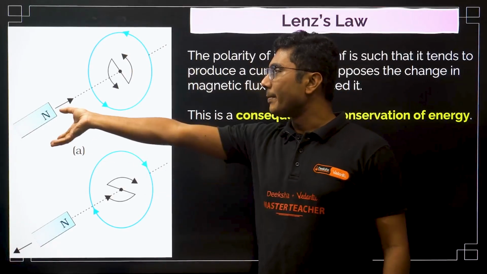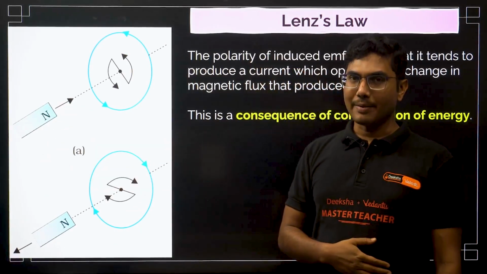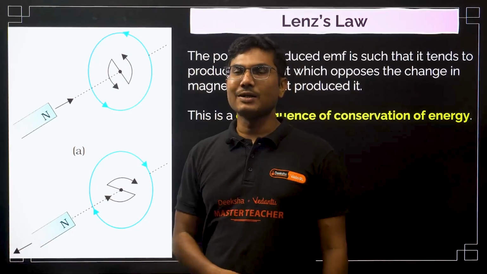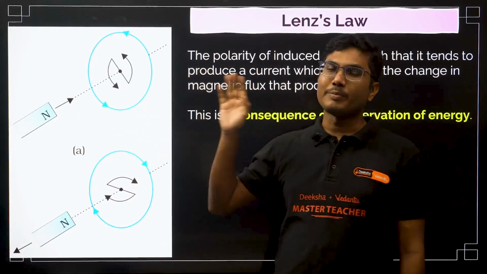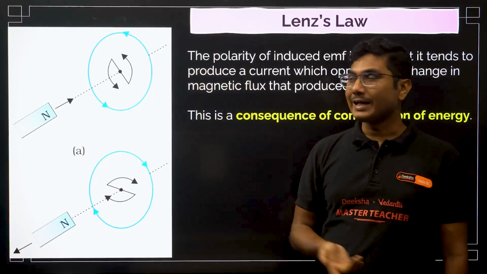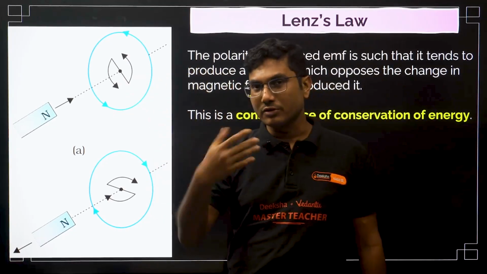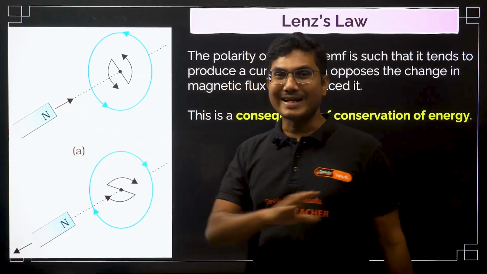If the magnet is static, then what will happen? The magnetic flux linked with the coil does not change, so the change of magnetic flux is 0. In that case, the induced EMF will also be 0. So if the magnet is static, nothing happens.